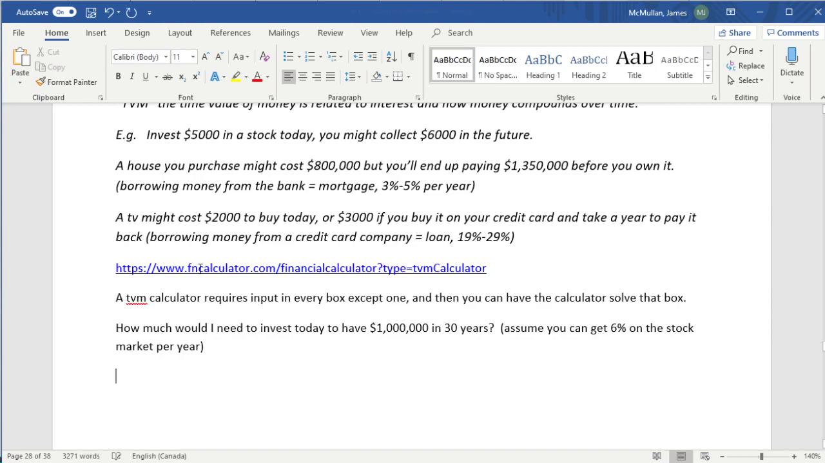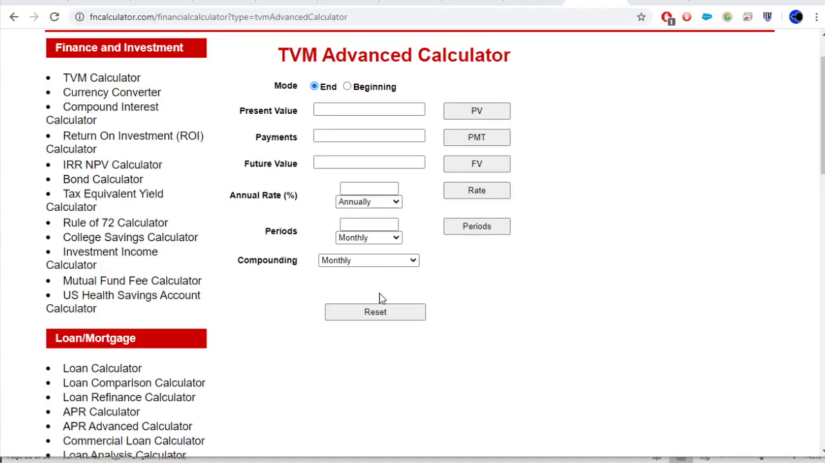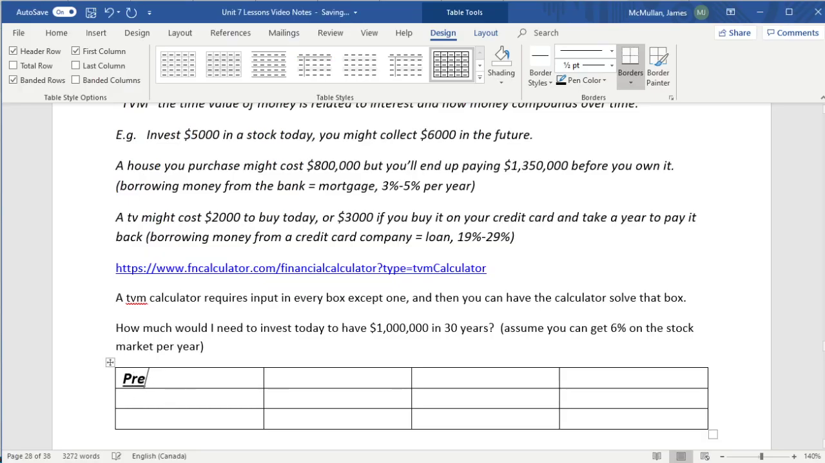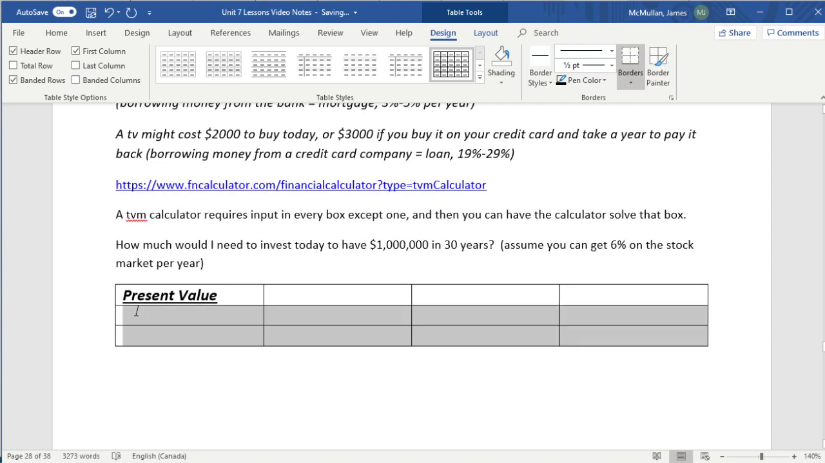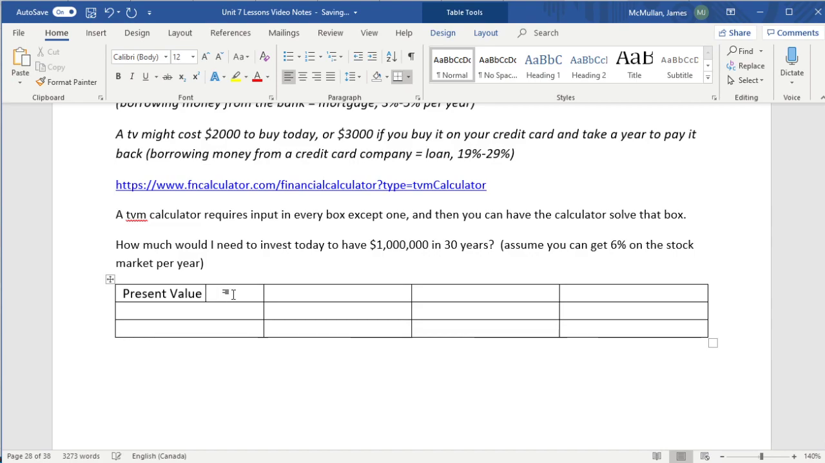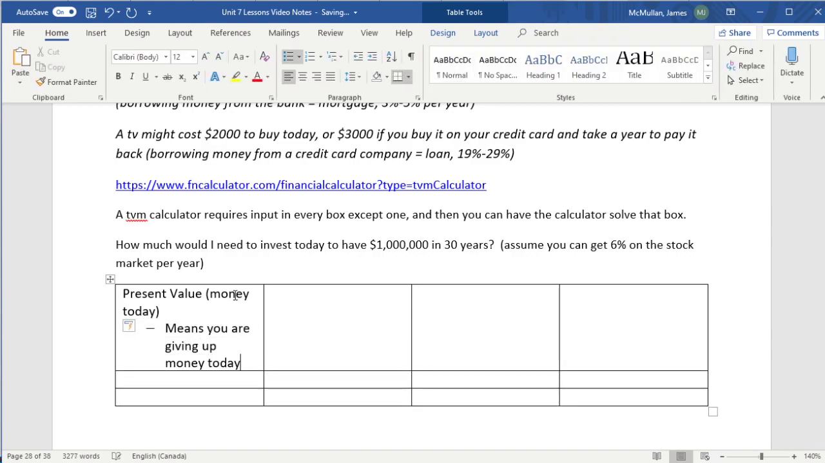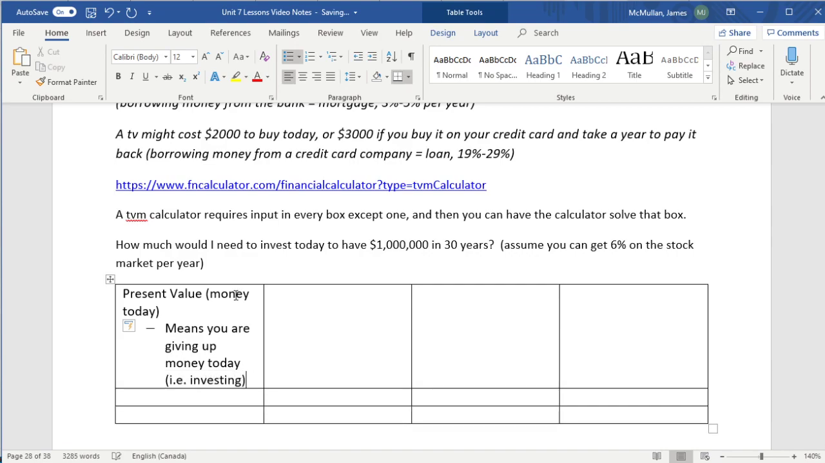Okay, so let's talk about some concepts now from the TVM calculator. First of all, it says present value. Now, present value is the concept of money today. Present value means money today. A negative value means you are giving up money today, i.e., investing.